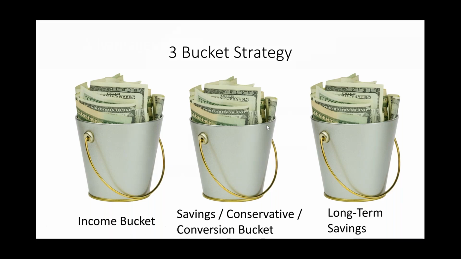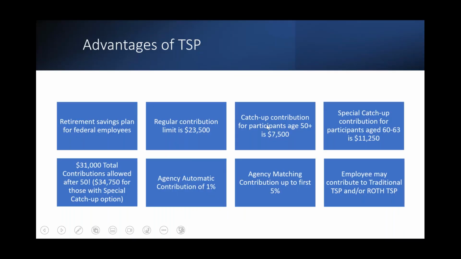Okay, so let's talk about some of the advantages of TSP. TSP is a defined contribution plan. It's a 401k specifically built for federal employees. And this year, the regular contribution limit is $23,500. So what does that mean? That means that no matter what age you are, you can contribute up to $23,500 per year for 2025 into your traditional or your Roth or a combination of the two.